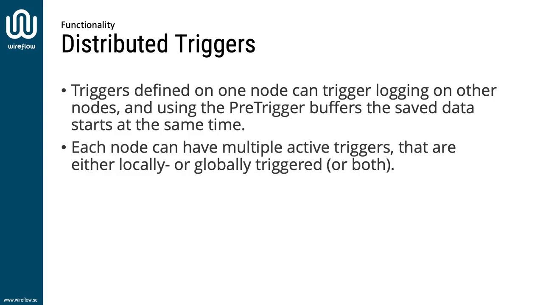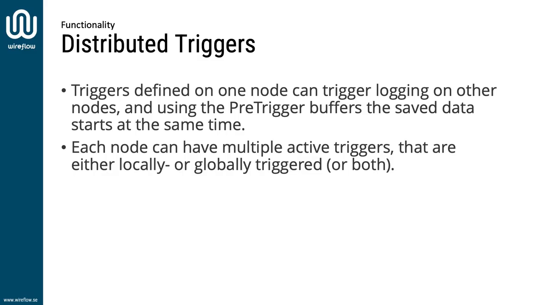One of the features I mentioned to start with is that we have distributed triggers. Distributed triggers means that since we have a distributed logging system with many different logger nodes, we can define a trigger to be active on several logger nodes. Once a logger node detects that the trigger is active, it can send a software trigger to the other logger nodes. And since we're using big pre-trigger buffers, the saved data on each logger node will start at the same point in time.